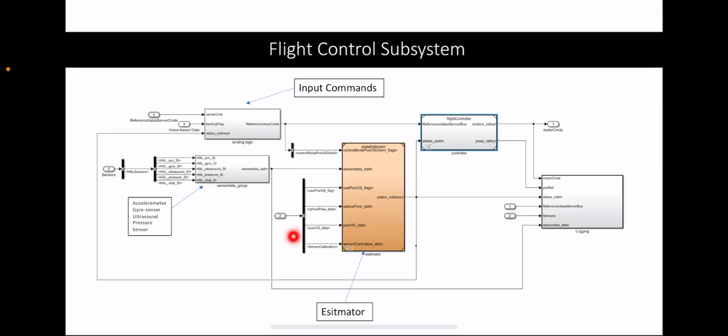And so this is all passed into the estimator subsystem. And so the estimator estimates the altitude height, which is then passed back into the altitude controller. And then over here, this is the flight controller. And so this is where the motor speeds are calculated and then sent to the motor control. And then this is the subsystem for logging the information.